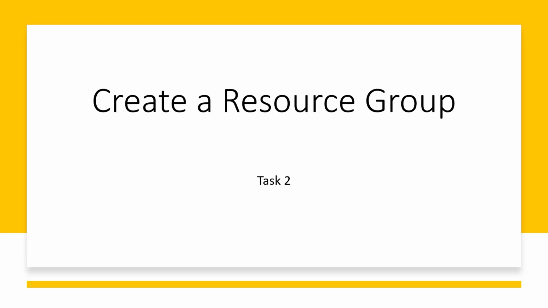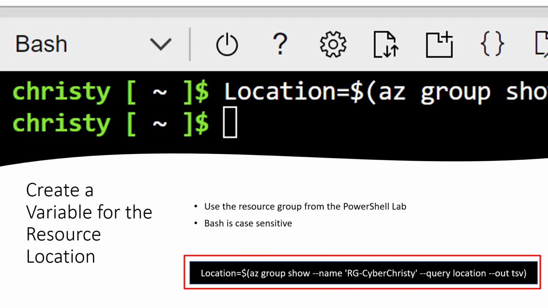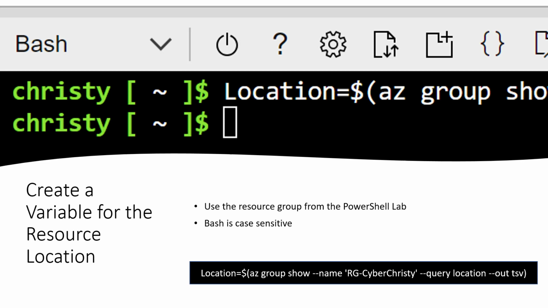Task 2 is to create a resource group. location=$(az group show --name RG-CyberChristie --query location --output tsv) is a command that retrieves the location of the resource group named RG-CyberChristie. Using the Azure CLI, the az group show command is used to interact with various Azure resources and perform administrative tasks. Azure CLI commands do not use a $ when setting the value, and use a word followed by an equal sign to assign the key in the key-value pair for the variable.